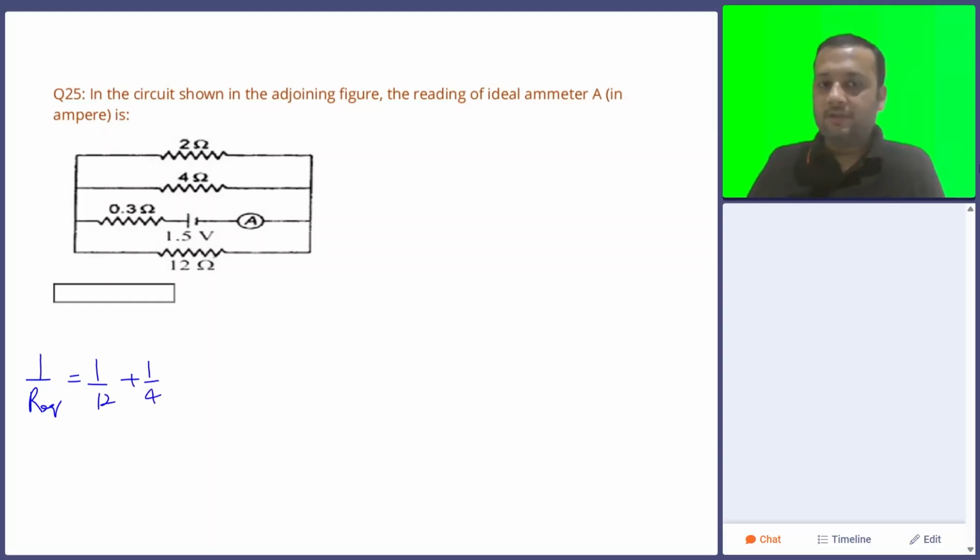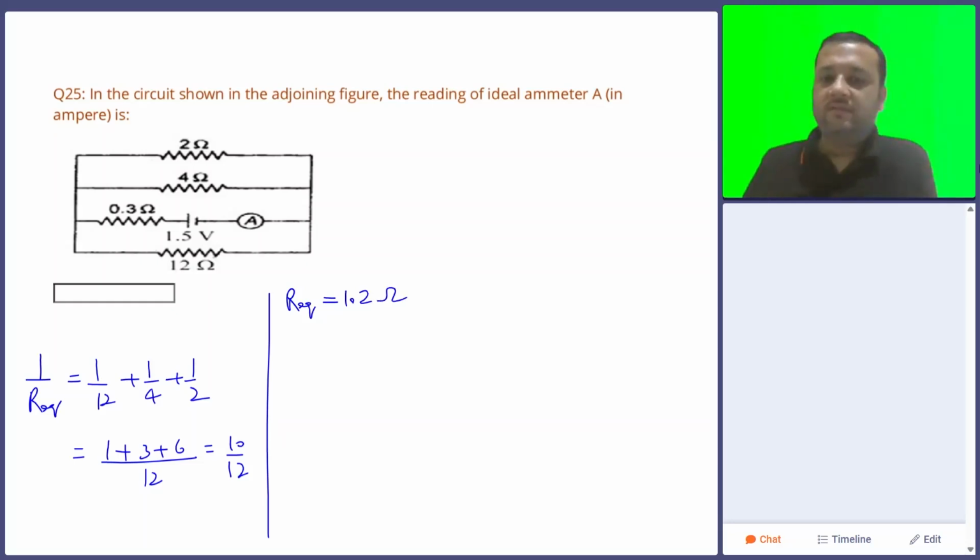So 1 upon 12 plus 1 upon 4 plus 1 upon 2. The LCM will be 12 itself. So that means 1 plus 3 plus 6. That means this becomes 10 by 12. So R equivalent becomes 12 by 10, which is 1.2 ohms. So equivalent resistance of these three will be 1.2 ohms.